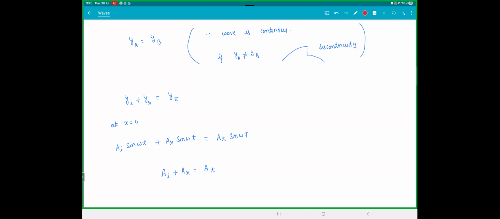A reflected amplitude can be plus or minus. Don't worry about that, because plus and minus indicates direction: plus means it is up and negative means it is down.